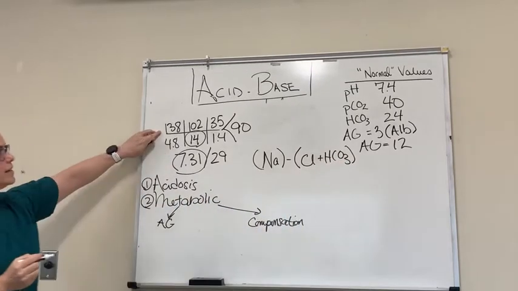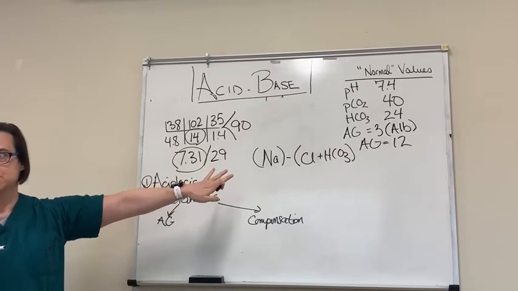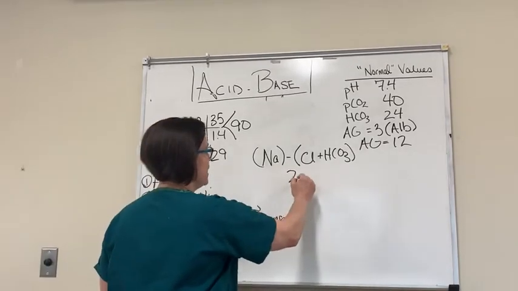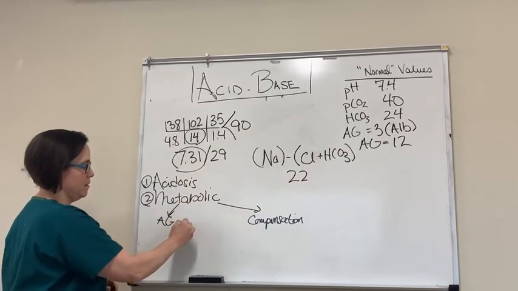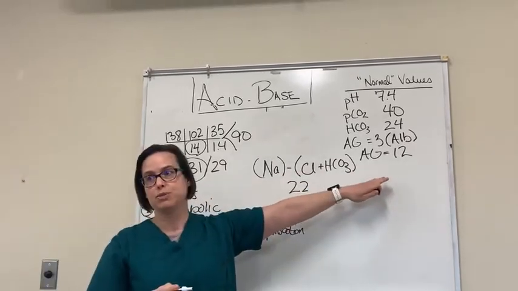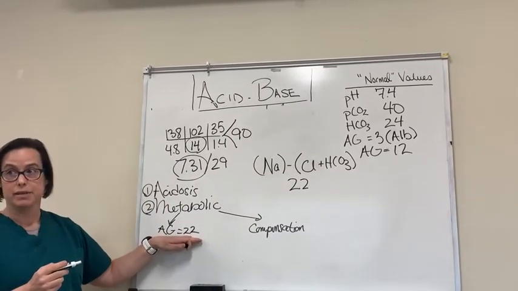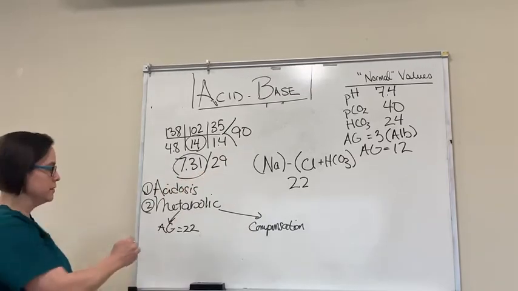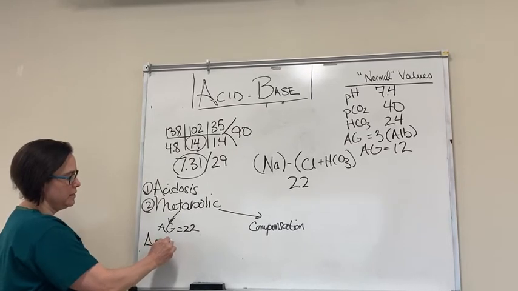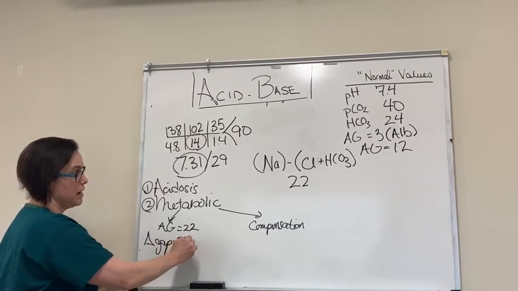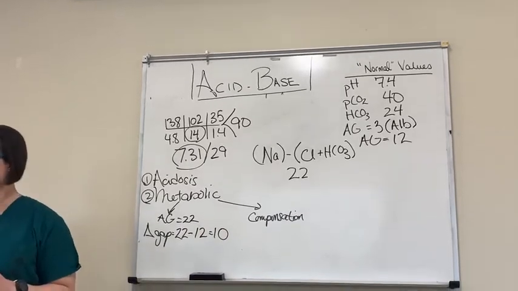Okay, so if I'm going to do that here, I have 138 minus 116, which I think is 22. You guys check me? Yeah? Okay. So my anion gap here is 22. But we said a normal anion gap is 12, right? So what we want to do is figure out the difference between this one and a normal one. So I call that my delta gap. So my delta gap equals 22 minus 12 equals 10. With me so far? You with me?